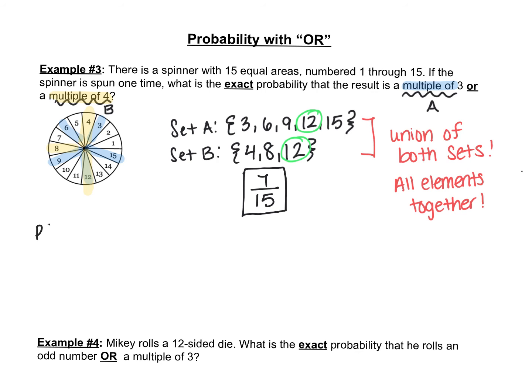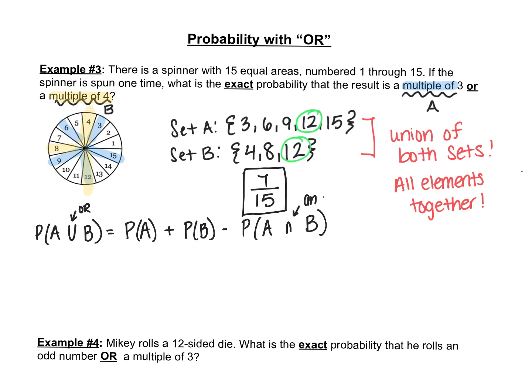If I want the probability of A or B, here's the symbol for or. The formula says it's the probability of event A happening plus the probability of event B minus the probability of A and B happening together. Remember, this is the symbol for and.